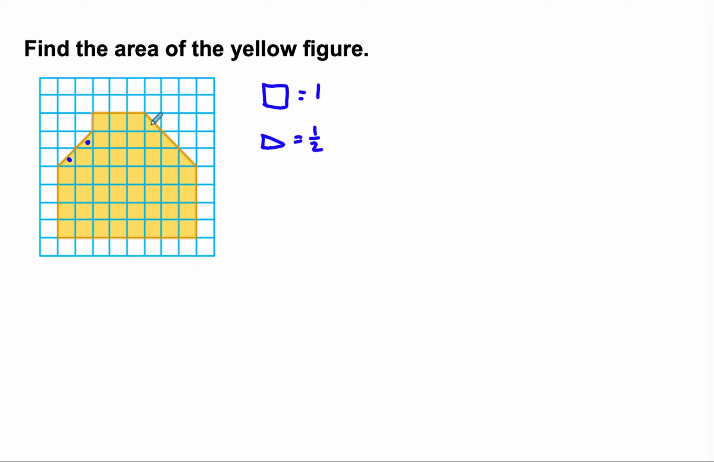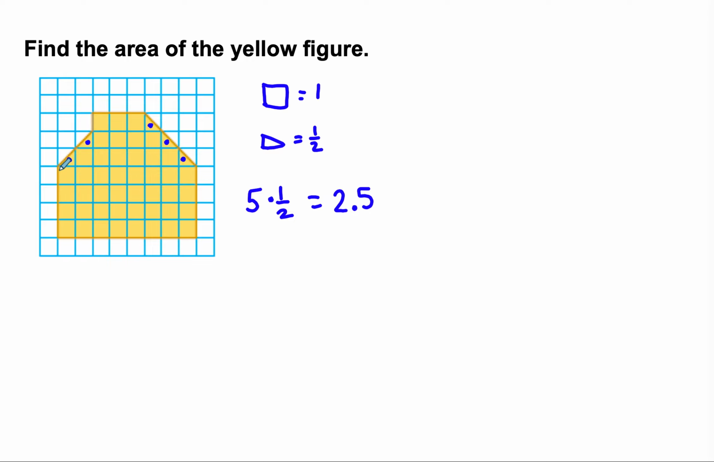1, 2, 3, 4, 5. So I have 5 halves. So 5 times 1/2 is 2.5. So just with the halves, that's going to be 2.5 in area.